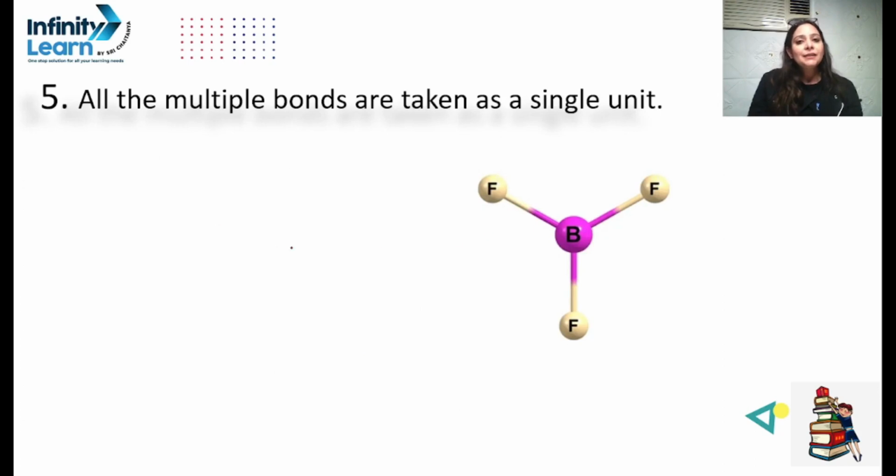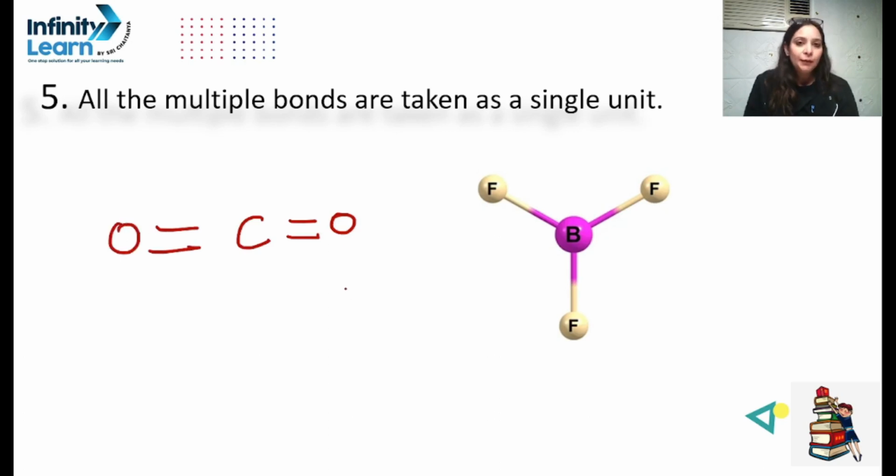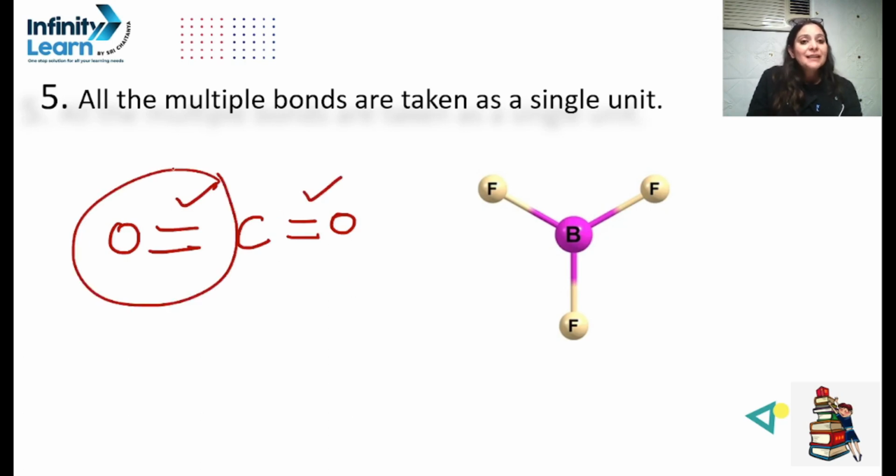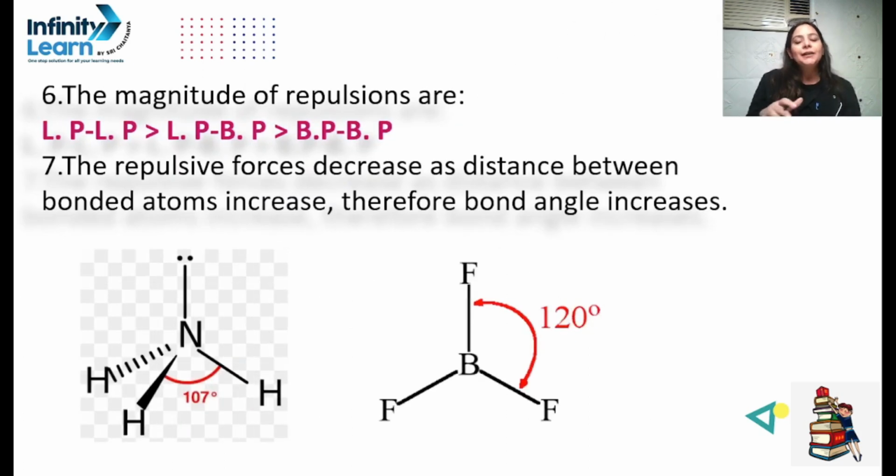And if we have any multiple bonds in the molecule, for example carbon dioxide, which has double covalent bonds, even a double covalent bond is taken as a single unit. It is counted as a single unit. So all double bonds and triple bonds existing at a particular place are taken as a single unit.